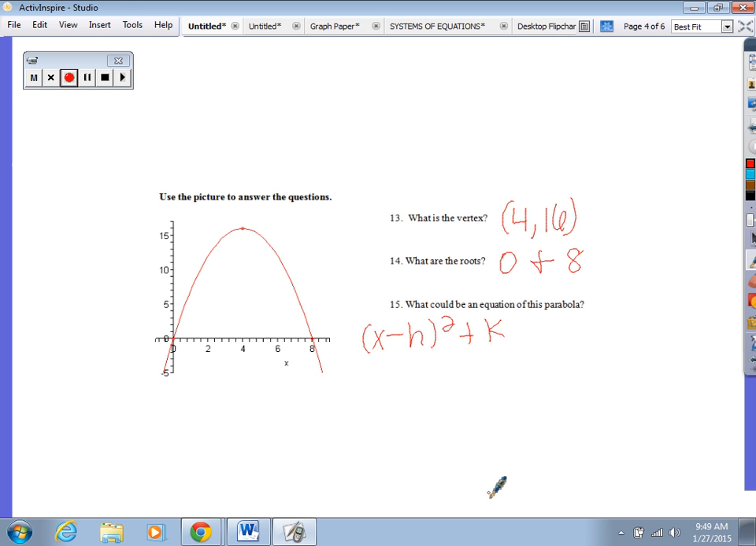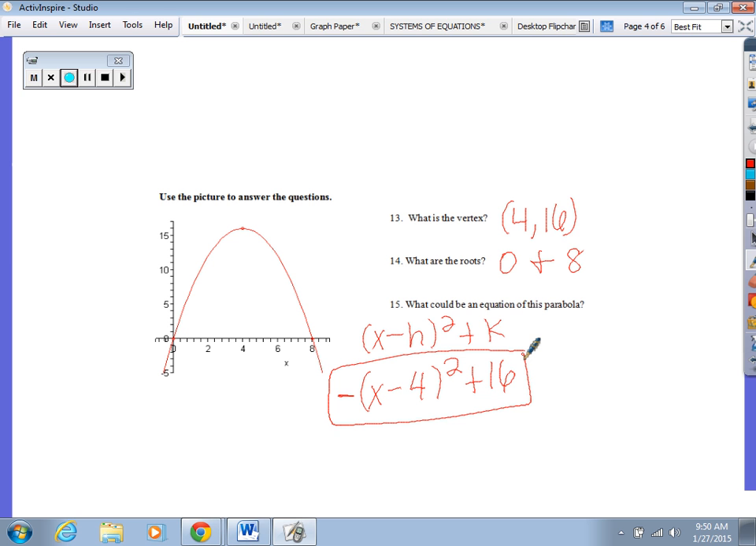You can either use vertex form, and by that, all we do is we just use our vertex. So h is our x coordinate of our vertex. So it would be x minus, what was h? 4 squared plus k is your y coordinate, so 16. Now, since it points down, though, that means it would have to have a negative sign in front of it. So, bam, look. That's one thing we could say.